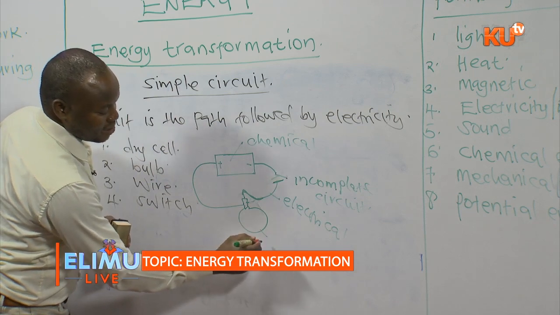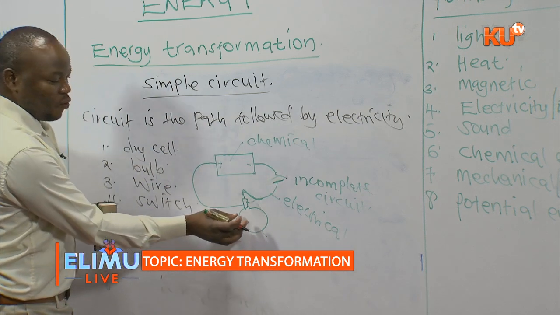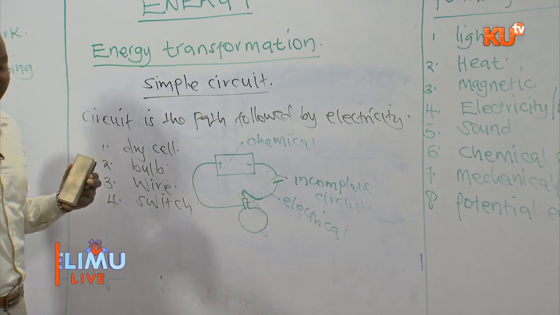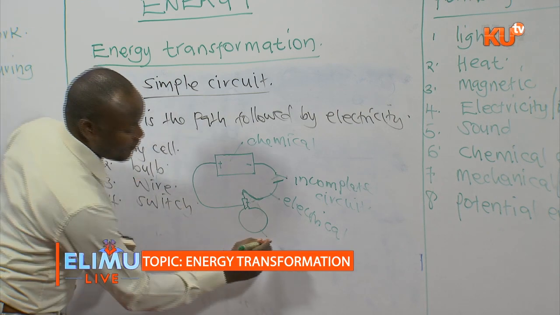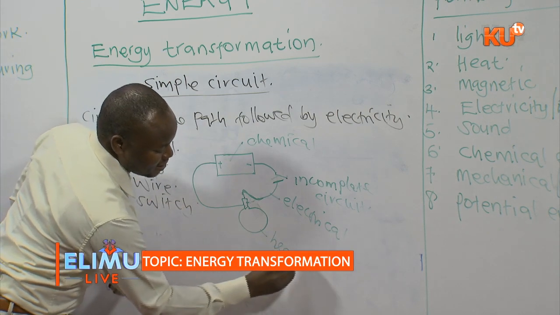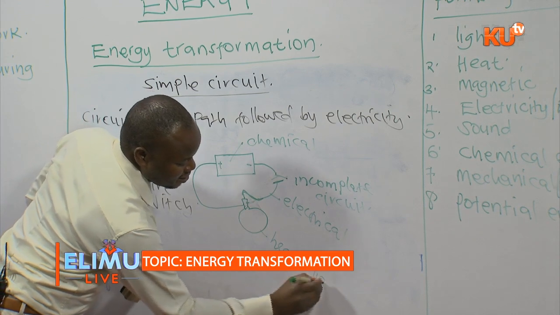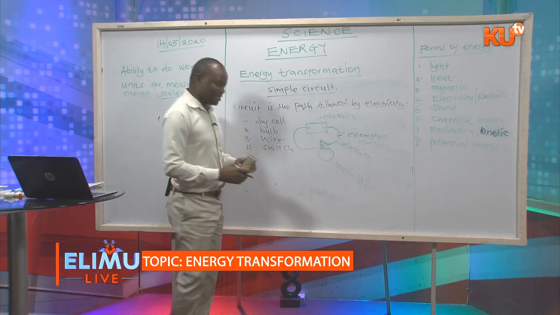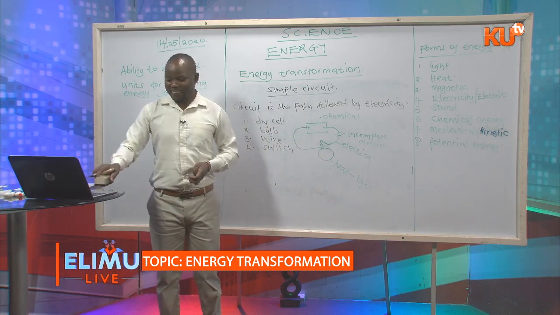Then this one is, of course, the energy which you can be able to see. That is the light energy and the heat. We first start with the heat, then light. So where there is heat, of course, light is going to be seen.